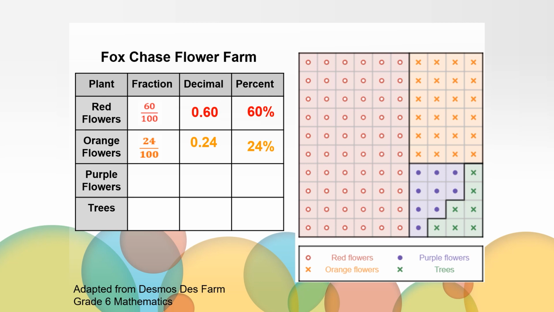Take a moment to think about the purple and green flowers. How could I represent those sections as a fraction, decimal, and percent? Record your thinking in your table.